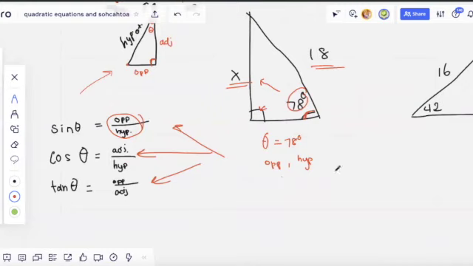So we're going to essentially plug in the values. So sine theta is just sine of 78 degrees equals opposite, which we said was x, over 18, which is our hypotenuse. And you guys can use a calculator for this because 78 is not quite an exact angle. And give me a second because I need to change my calculator mode to degrees mode. Okay.